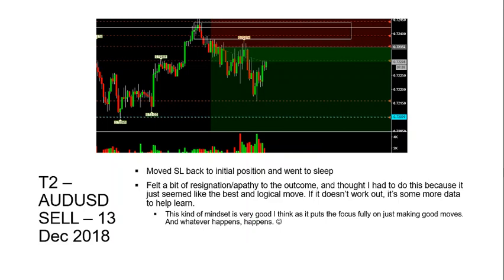And if it doesn't work out, it just means it's some more data to help me learn, or maybe it's just, the probabilities were not on my side. And this mindset is very, very good for me, and it's something I've been having very lately, right? And it's just making me trade a little bit more confidently and just focus more on making good moves, and just letting whatever happens happen.